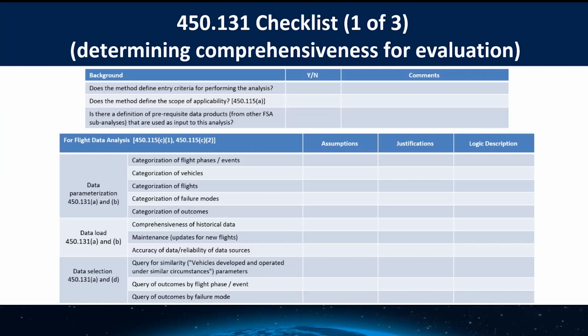The first section, data parameterization, describes the factors used to classify the group vehicle data available for the analysis. This is designing that database that will be used for the analysis. Data load refers to the process of selecting what data to upload into the database and should account for updates of information from new flights.